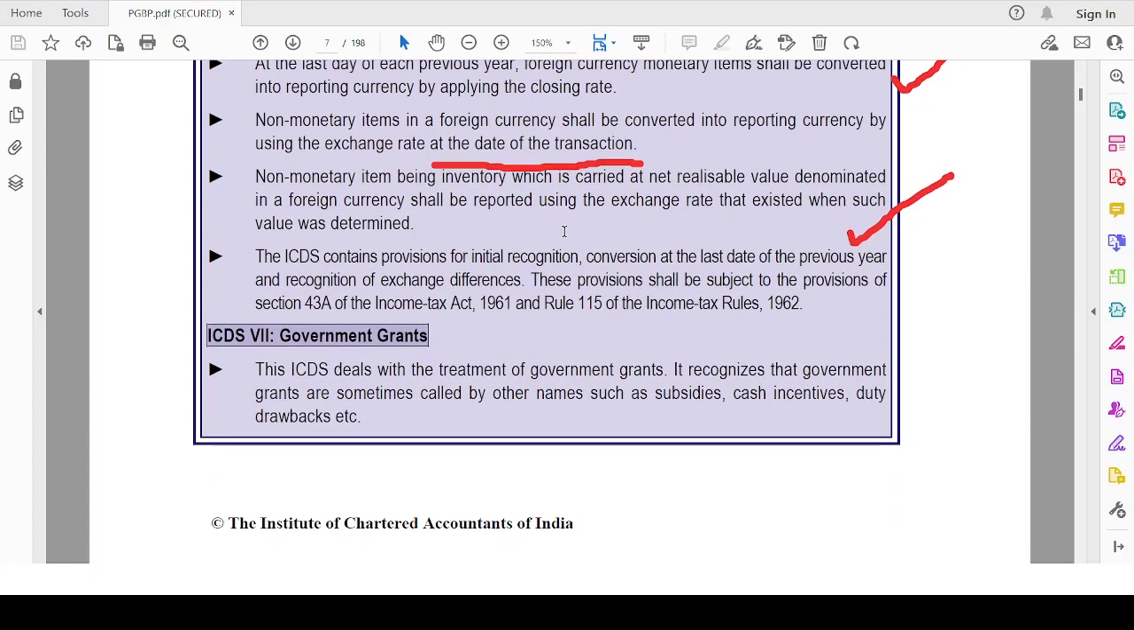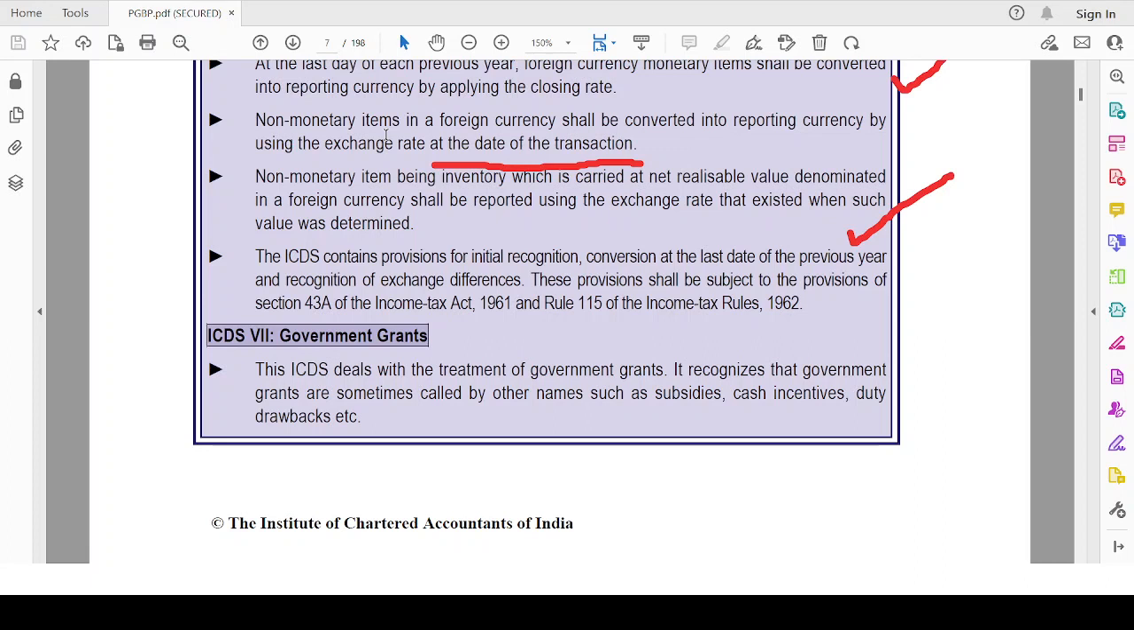If it is inventory, a non-monetary item, I have inventory, but I am carrying it at net realizable value. I have inventory, which is a non-monetary item. I am going to carry it at net realizable value. It shall be reported using the exchange rate that existed when such value was determined. Generally, for a non-monetary transaction, it is the exchange rate at the date of transaction.